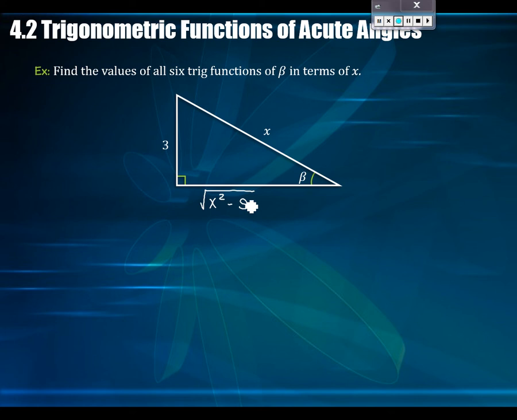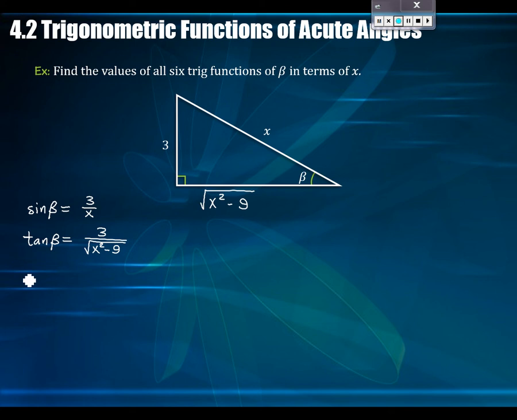Someone give me one of the 6 trig functions. You pick one to tell me when I come to you. So, Bavesh, give me any trig function of beta. Sine of beta? 3 over x is the sine. I like it. And Rafi, you want to give me another one? It's 3 over the square root of x squared minus 9.